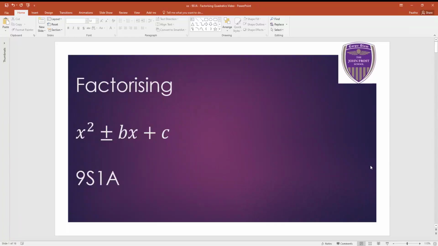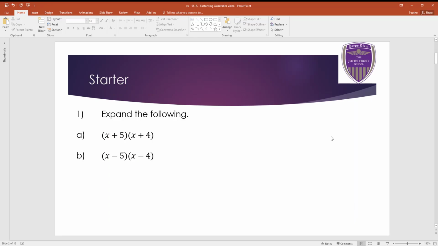Hello, welcome to this video on factorizing quadratics. This relies on you being able to expand two brackets. If you can expand two brackets, you can factorize. Okay, so let's see how this goes. The start is here, so pause the video and use the grid method to expand these two sets of brackets. Then come back when you're ready for the answer.